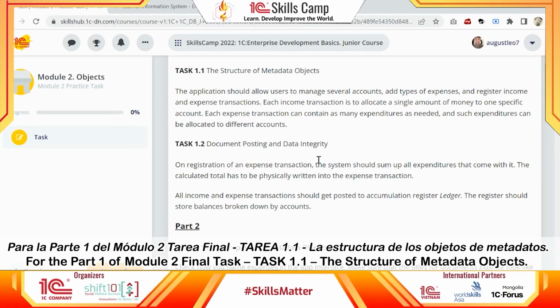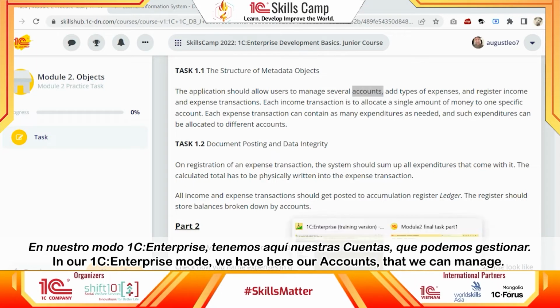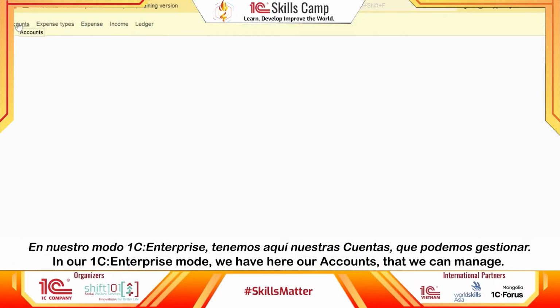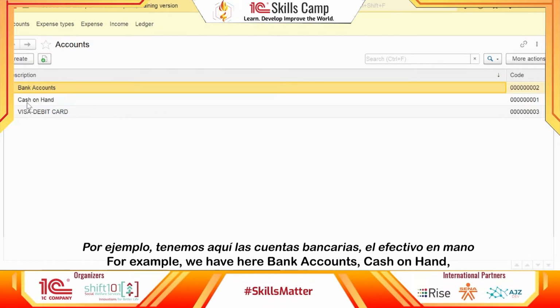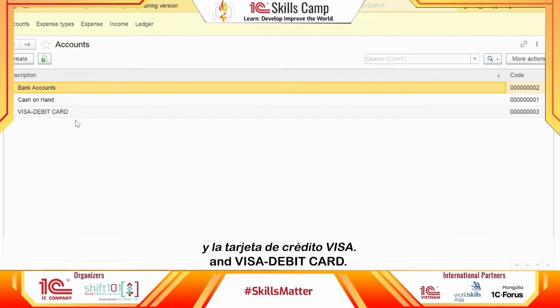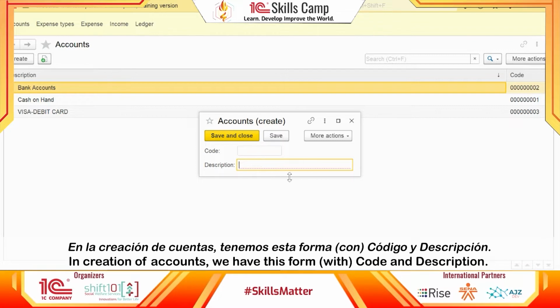For part 1 of module 2, final task, task 1.1 is the structure of metadata objects. It mentions here that the application should allow users to manage several accounts. So in our 1C enterprise mode, we have our accounts that we can manage. For example, we have bank accounts, cash on hand, and Visa debit card. In creation of accounts, we have this form, code, and description.